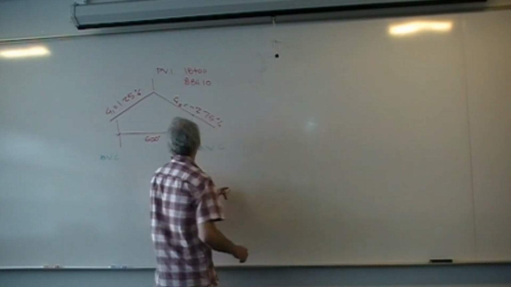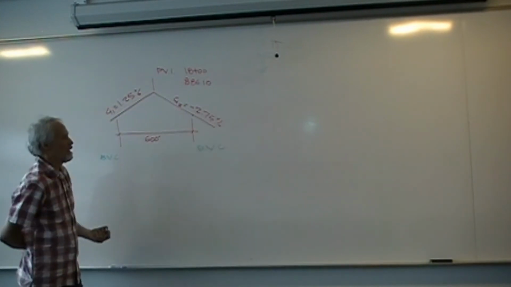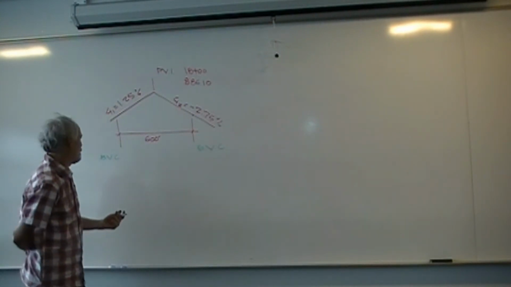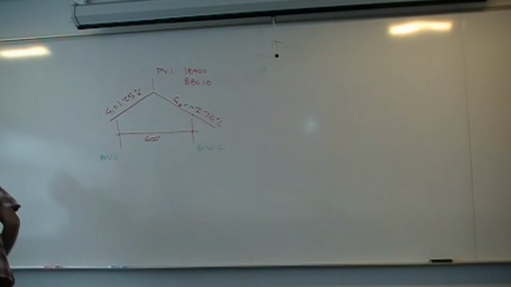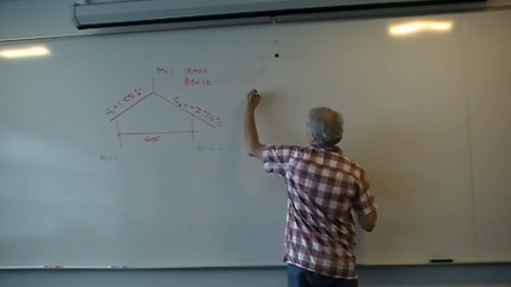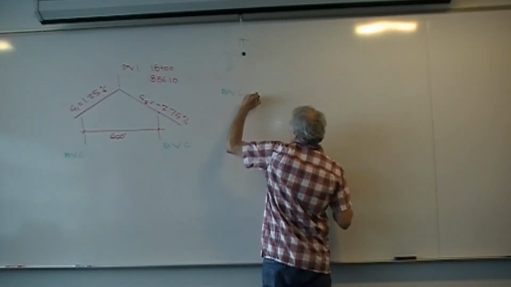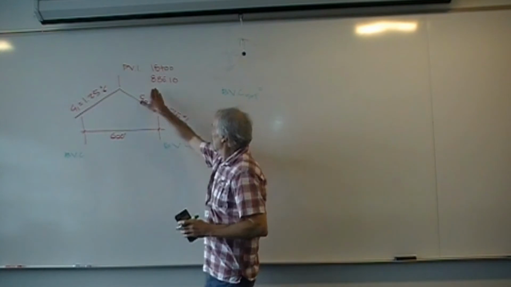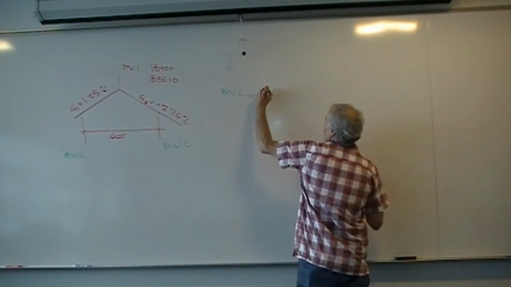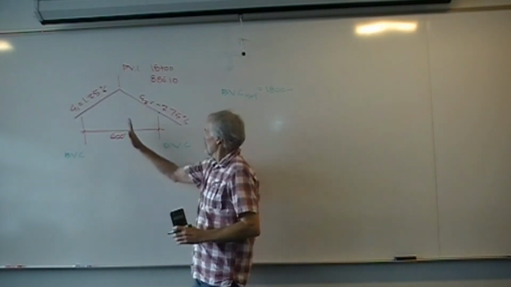By the way, I know that by the fact that this is G1 and that's G2. So that's what interrelates those. So for the equation of these, it's pretty straightforward. The BVC station is going to be equal to the PVI station minus the distance from here over.